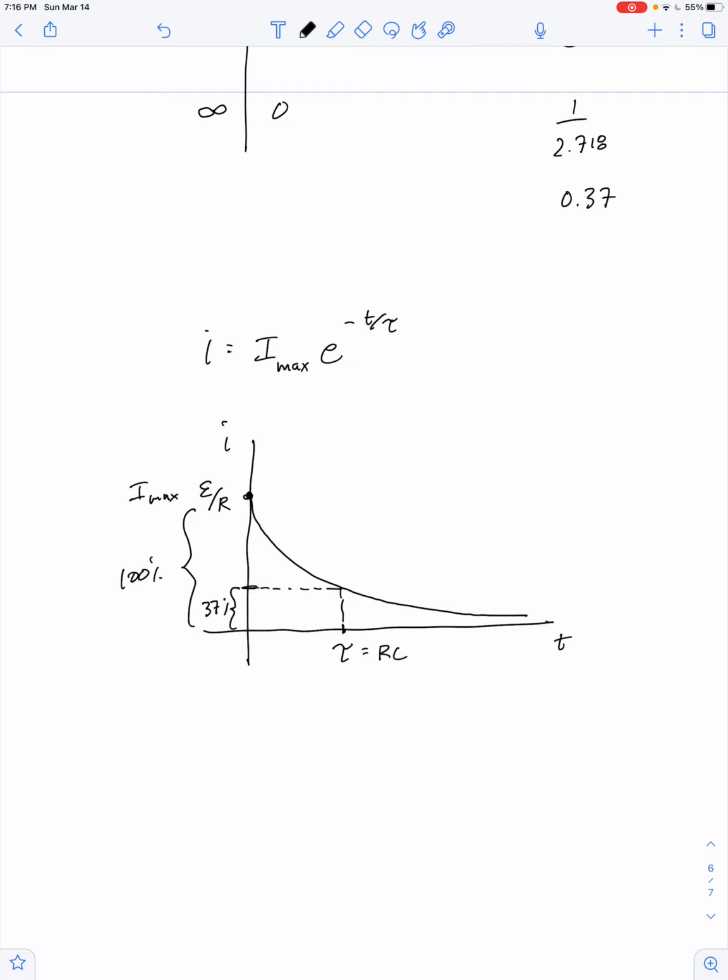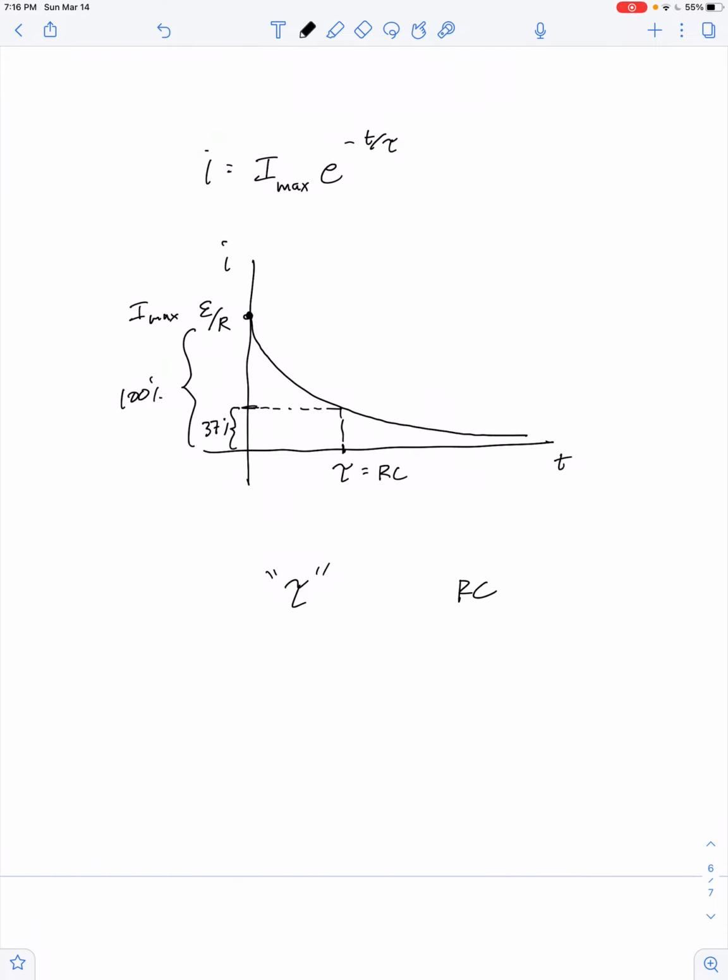So if we read across and then read down, you guessed it, this value is tau, the product of R and C. So we can think of this quantity tau, the time constant of an RC circuit, as being either the time it takes for the charge to reach 63% of the maximum charge, or the time it takes the current to drop down to 37% of its initial value, which we call I maximum. And by the way, this Q max happens to equal the product of capacitance and voltage, and this maximum current is equal to the voltage divided by the resistance.